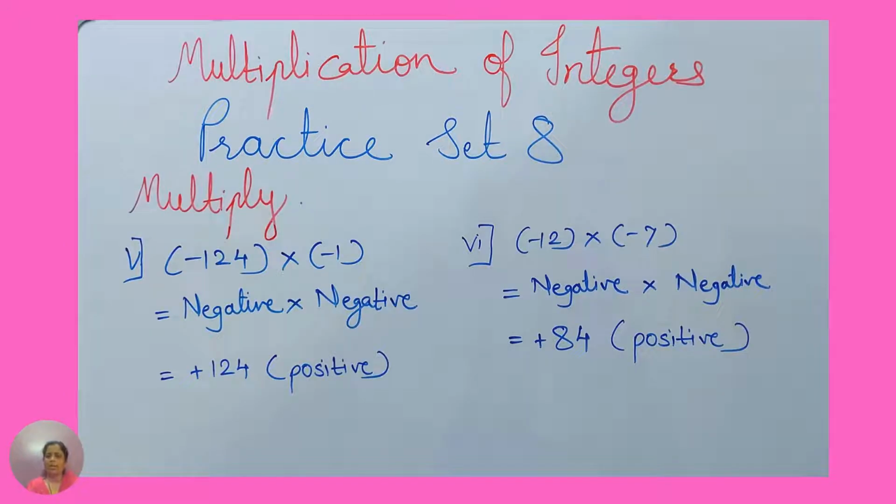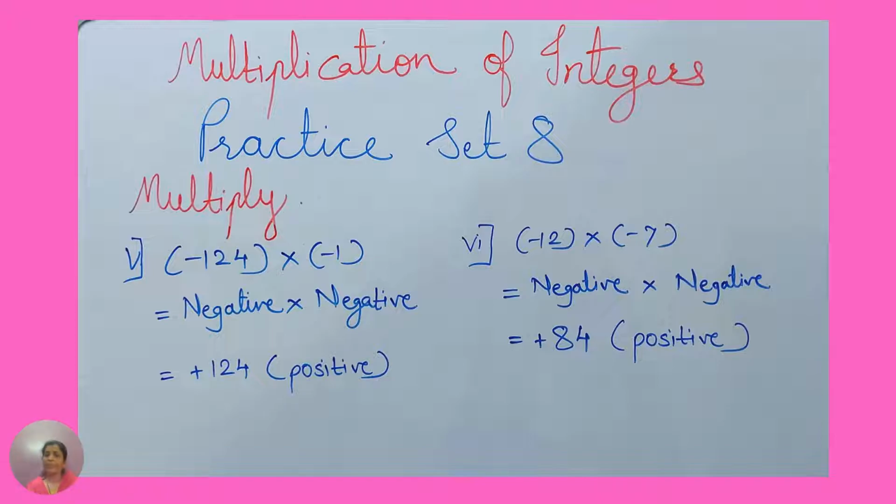Now from practice set 8 only, the question numbers 5 and 6 and the rest you have to do on your own. Now see here, both are negative integers. Minus 124 into minus 1 you have to do. So in this case, you have to just carry out multiplication. Whatever your answer will come, for that you have to write a positive sign, because minus minus plus. These are the rules for the multiplication of integers. So 124 into 1 is 124, and minus minus plus. That's why your product will get a plus sign.